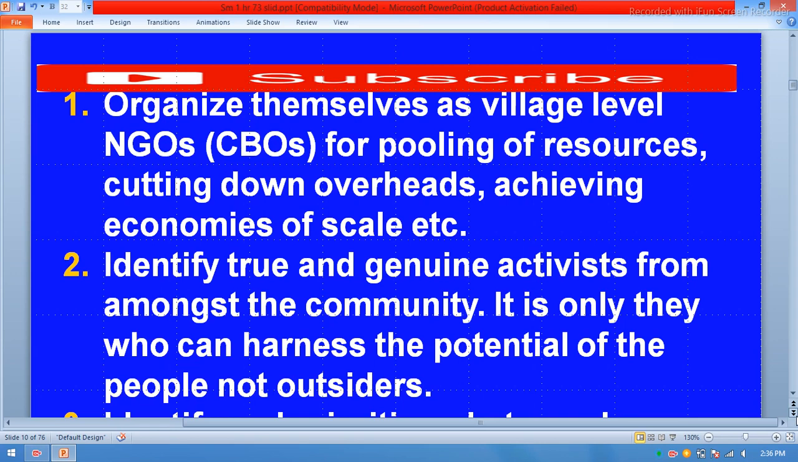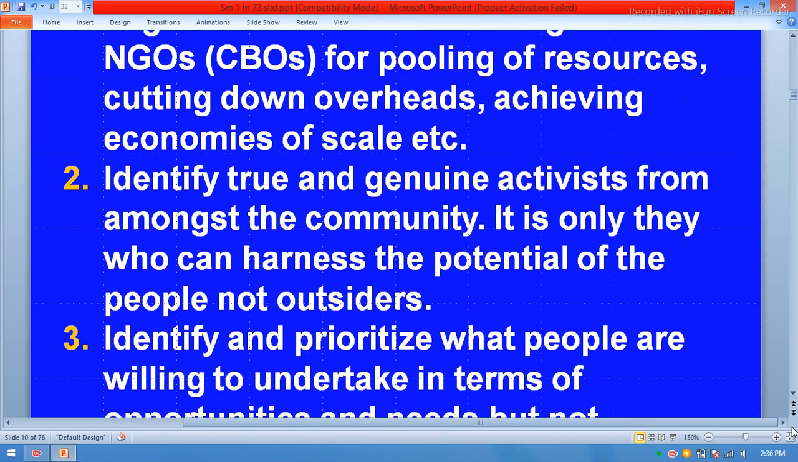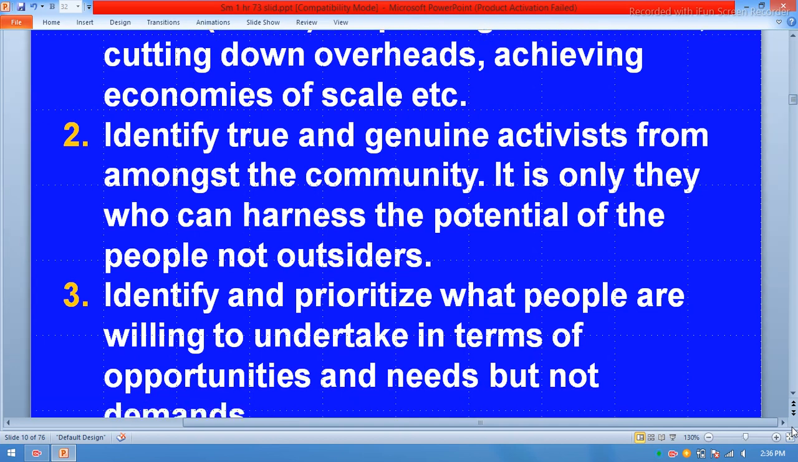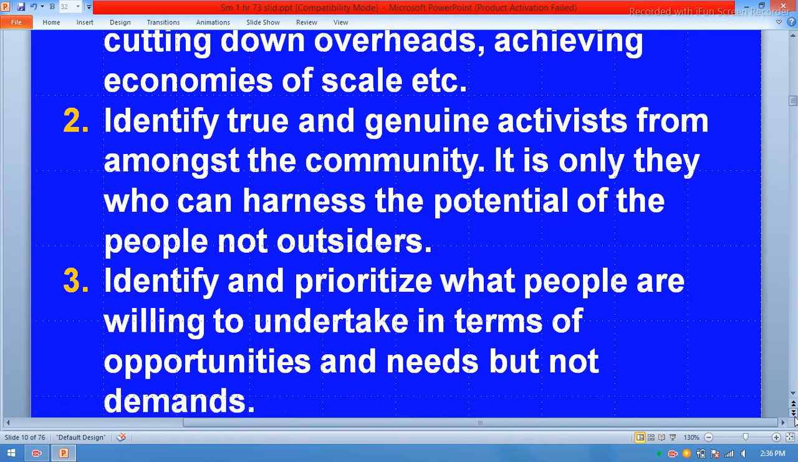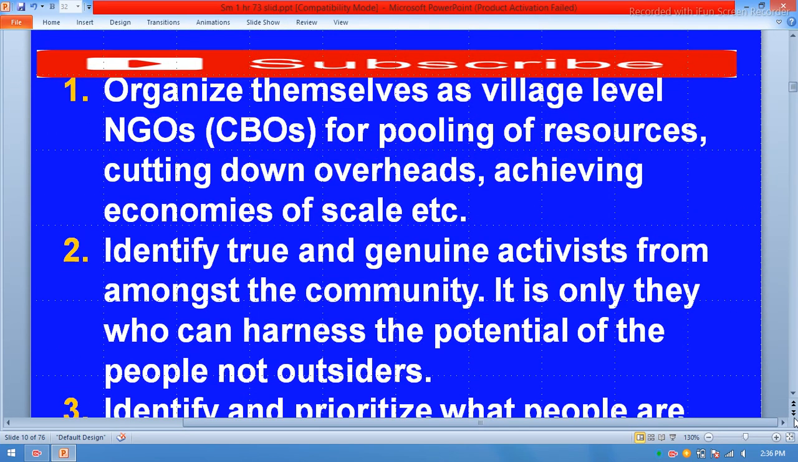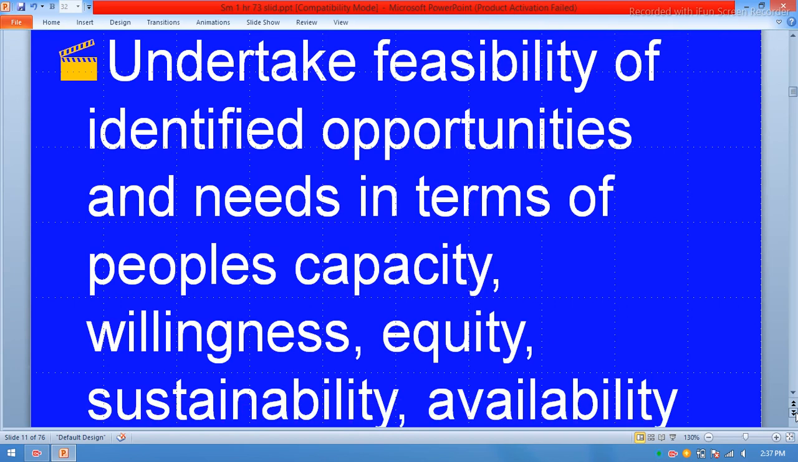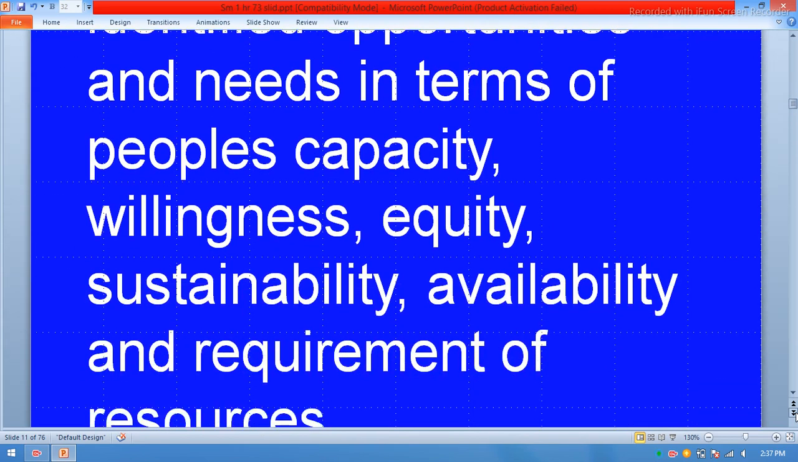Identify true and genuine activists from amongst the community. It is only they who can harness the potential of the people, not outsiders. Identify and prioritize what people are willing to undertake in terms of opportunities and needs, but not demands. Undertake feasibility of identified opportunities and needs in terms of people's capacity, willingness, equity, sustainability, availability, and requirement of resources.